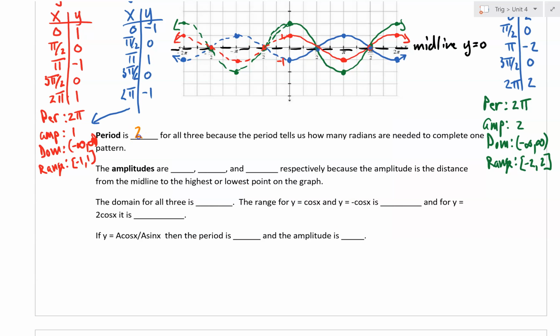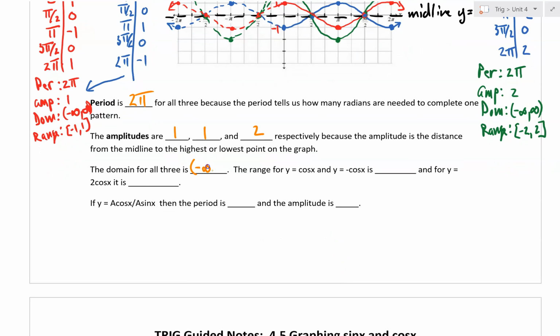Yep. 2 pi for all three, because the period tells how many radians are needed to complete one pattern. And one pattern was just half of that thing. We just extended it on the other side. The amplitudes are going to be 1, 1, and 2, respectively, because the amplitude is the distance from the midline to the highest or lowest point. The domains were all the same, negative infinity to infinity. The range for the first two was everything from -1 to 1, and for the second one, it was everything from -2 to 2.